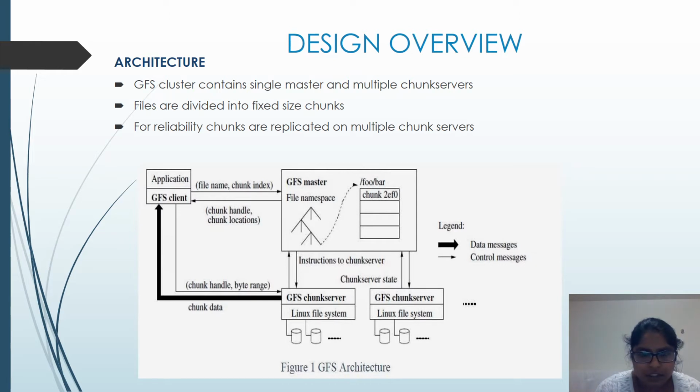Once the client interacts with the master, it caches some information. So for further write or read operations, it doesn't need to interact with the master because it has that information with it. Until the information expires, there is no need to ask the master about the chunk information, like where it is present, etc.